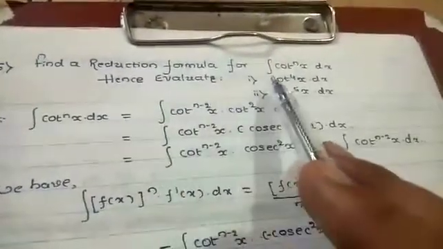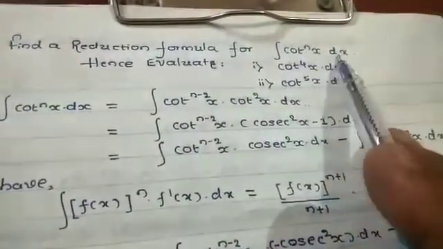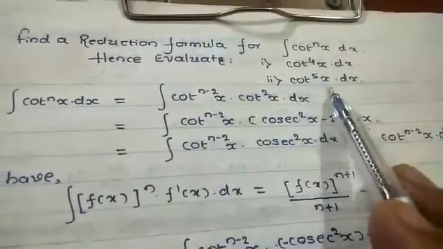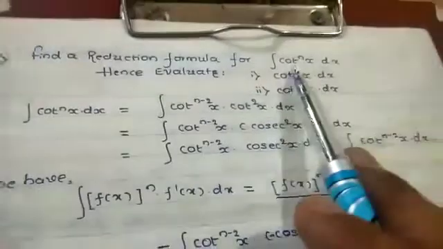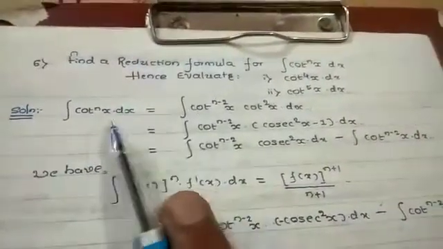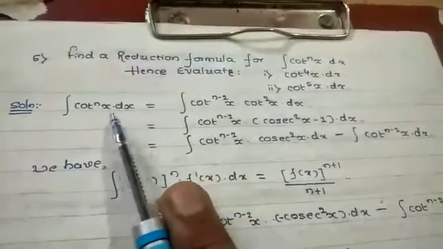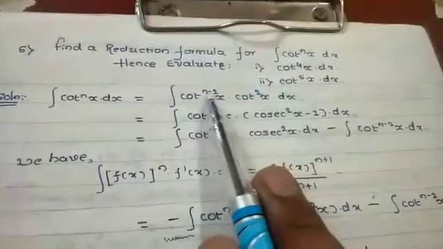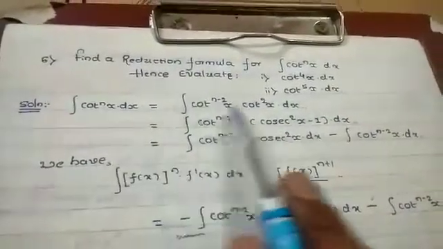so find the reduction formula for integration of cot raised to n x with respect to x, and hence evaluate cot raised to 4x and cot raised to 5x with respect to x. So similar to tan raised to n x, we have to consider this as I n. So cot raised to n x with respect to x, split it up as n minus 2 and 2, plus 2 minus 2 get cancelled. So again we get that n only.